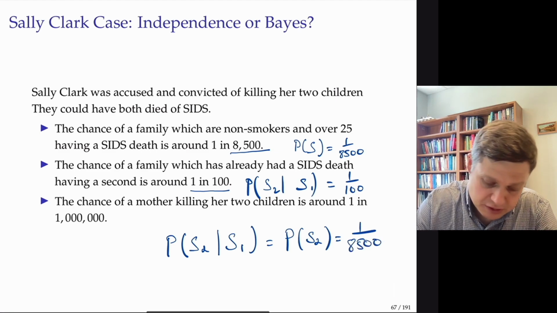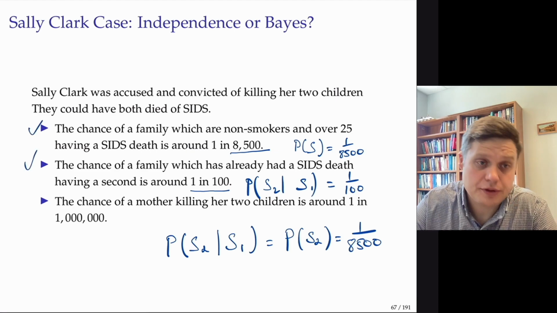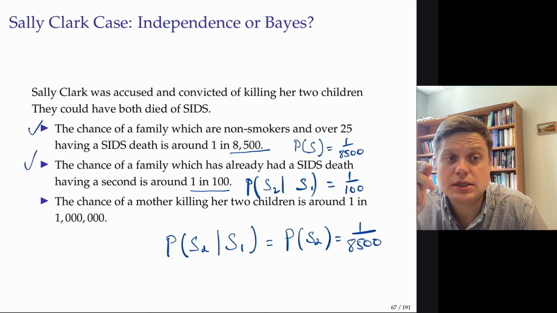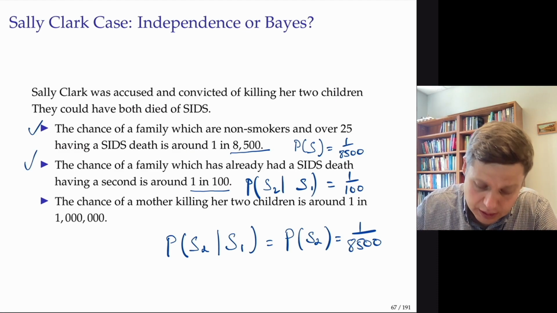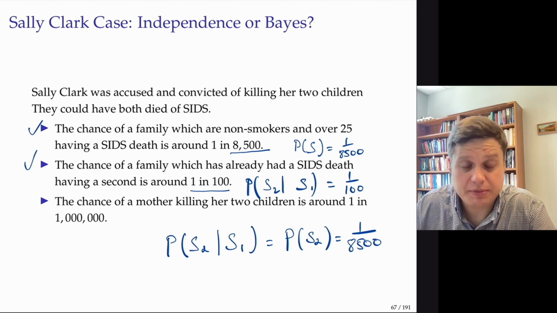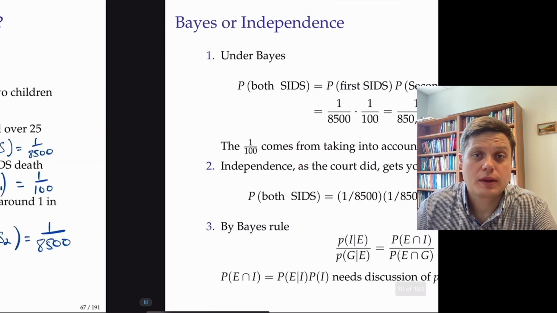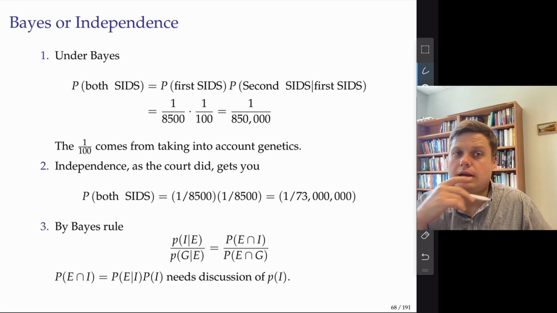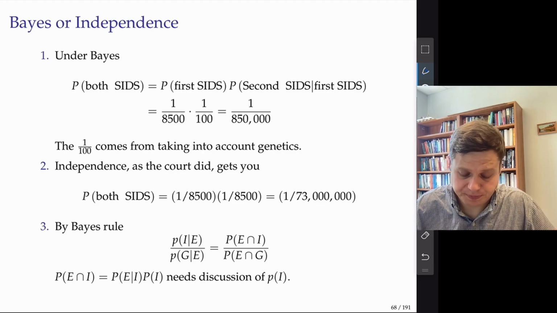Okay, so those are two pieces of information, and the third piece of information is that the chance of a mother killing her two children is around 1 in 1 million. So we're going to use those three pieces of information and we're going to use the Bayes rule to do the calculations on whether she is innocent or guilty. So let's do the calculations.